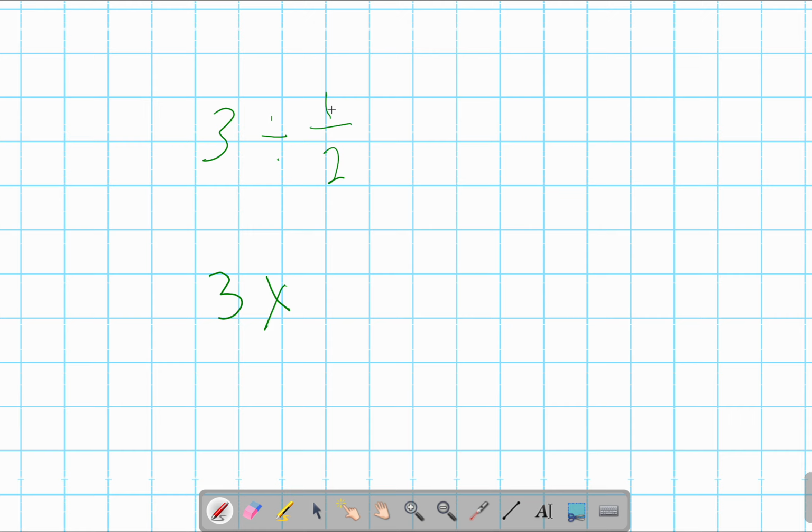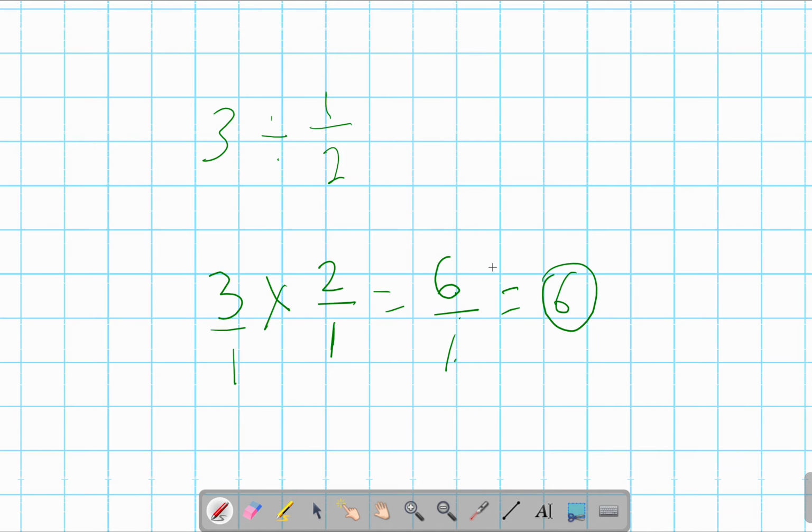Okay, this, by the way, is called the reciprocal when we do that. So we're going to take the reciprocal of this. That means it's going to be 2 over 1. And now we're just going to multiply across. And these 3 wholes just means 3 over 1, right? So now let's just multiply across. So that equals 3 times 2 is 6. 1 times 1 is 1. And 6 divided by 1, well, that's 6. So that's our answer, 6 wholes.